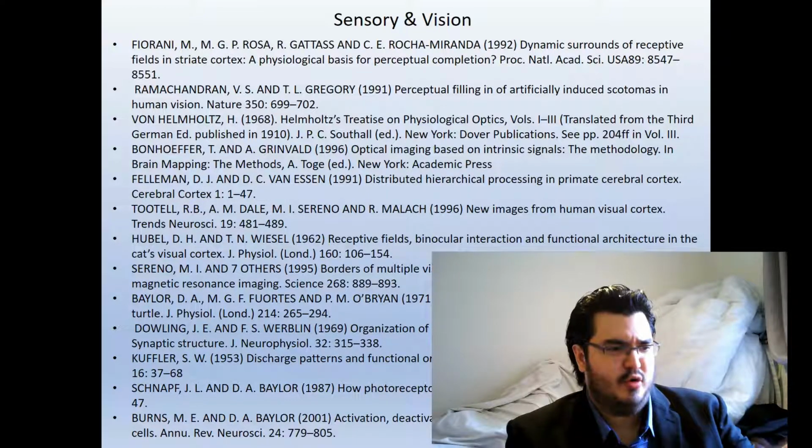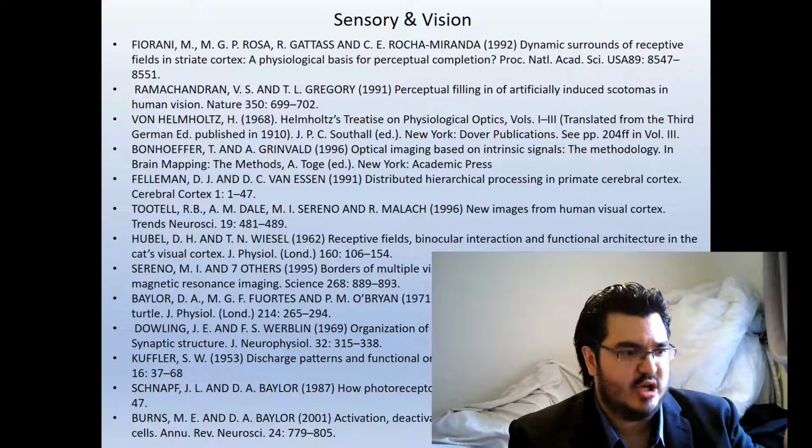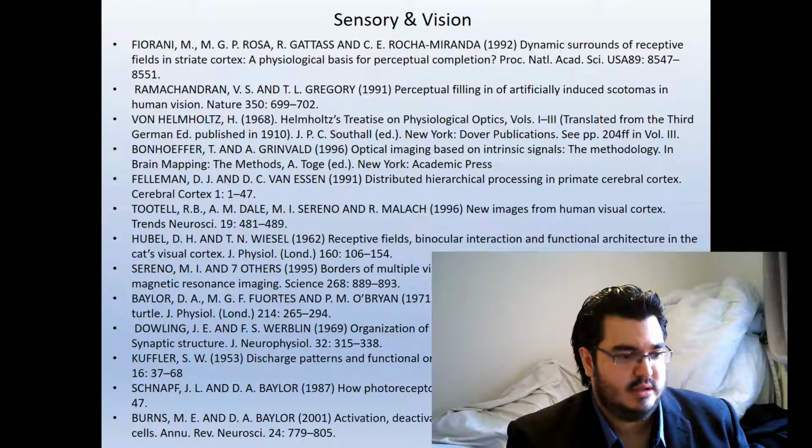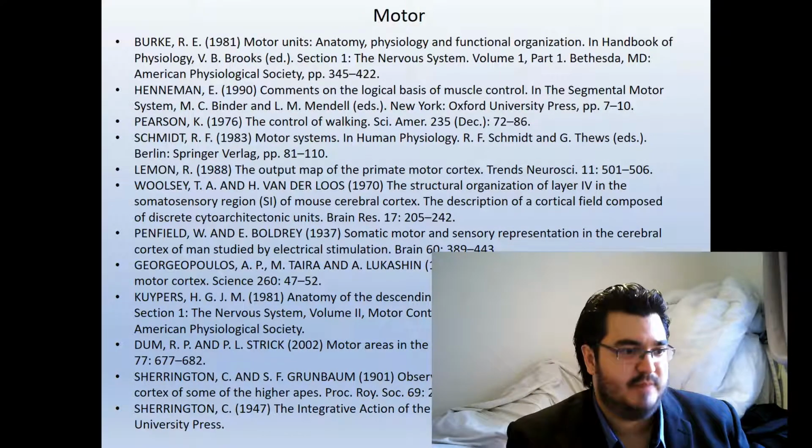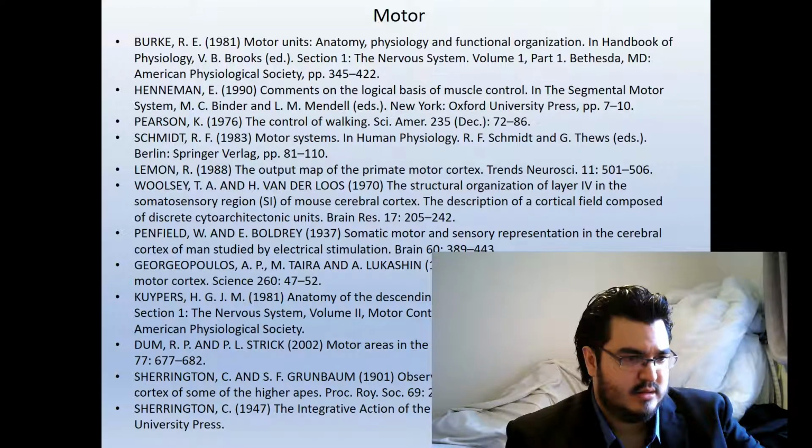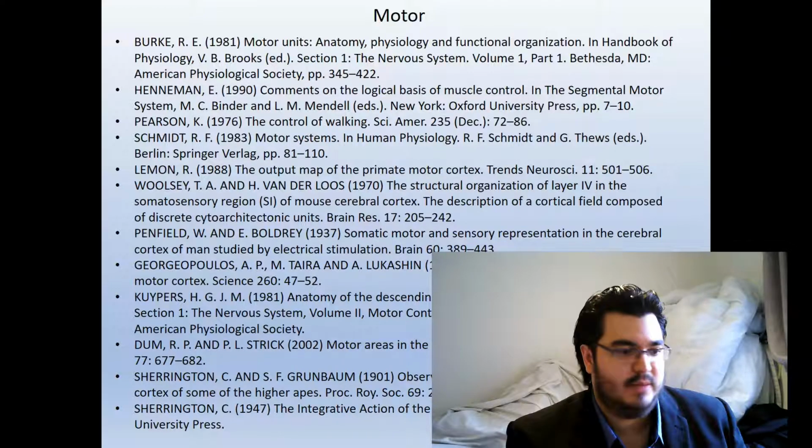These are some important seminal papers in sensory and vision. Let's see, we have Ramachandran, Helmholtz, Bonhoeffer, Hubel and Wiesel, very important, Baylor, and so on, Schnapp. And in motor physiology, these are some pretty fundamental people you should know about. We have Lemon here, 1988, Lemon, Worsley, Penfield, Dominstrick at the bottom here, Sherrington. These are important people. So that's it.